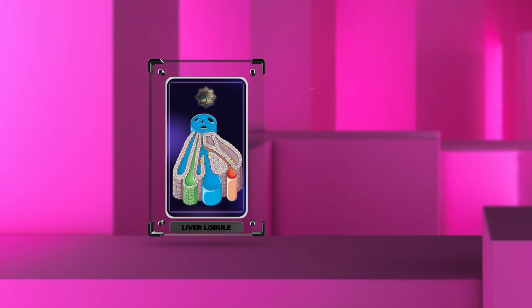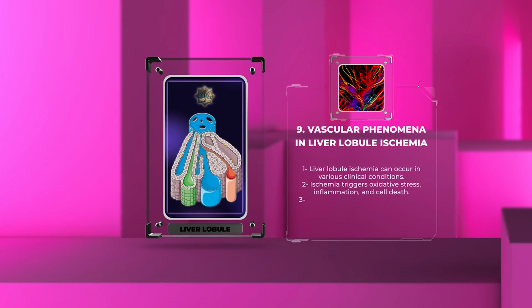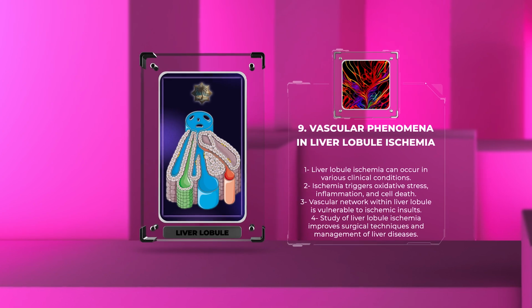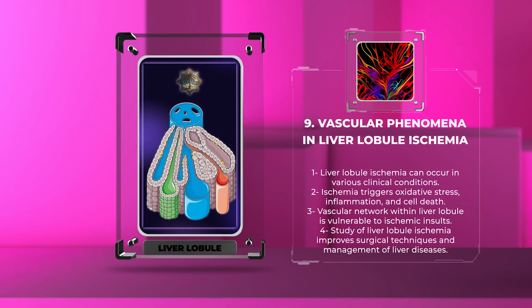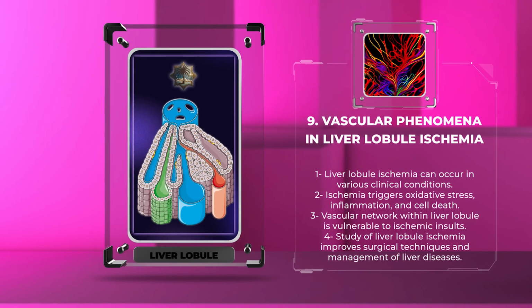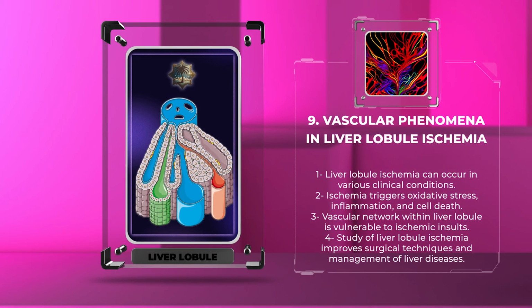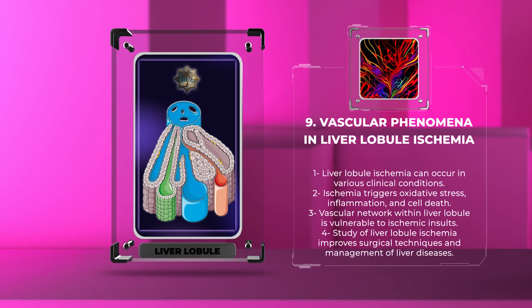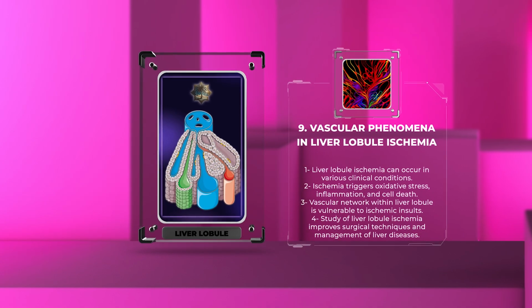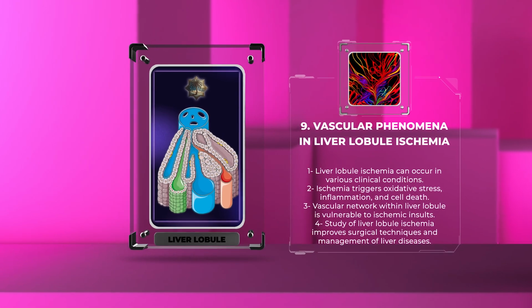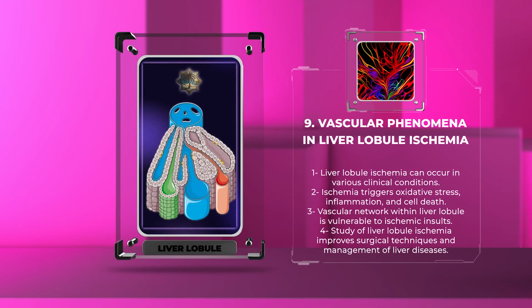Liver lobule ischemia, or inadequate blood supply to the lobule, can occur in various clinical conditions such as liver transplantation or acute liver injury. Ischemia triggers a cascade of events, including oxidative stress, inflammation, and cell death. The delicate vascular network within the liver lobule is particularly vulnerable to ischemic insults, making it a critical area of study for improving surgical techniques and management of liver diseases.